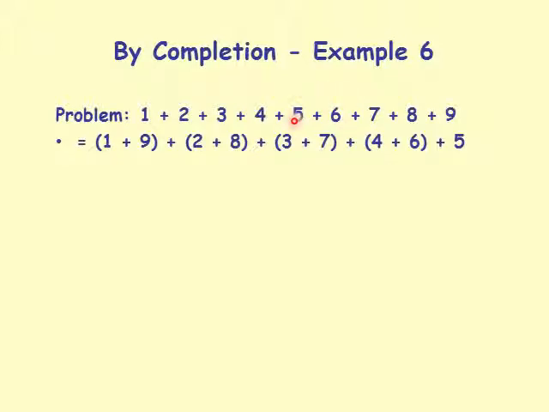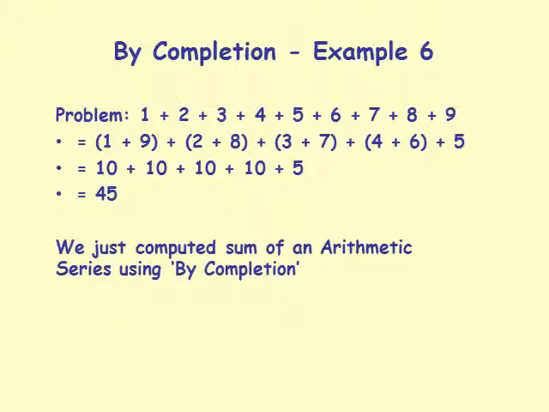And then the 5. So we get 1 plus 9 plus 2 plus 8 plus 3 plus 7 plus 4 plus 6 plus 5, which is 10 plus 10 plus 10 plus 10 plus 5. Okay, which is 45. We just added 1 through 9 and it became 45. We just computed the sum of an arithmetic series by using by completion, completing tens here because first term and last term added up to 10.